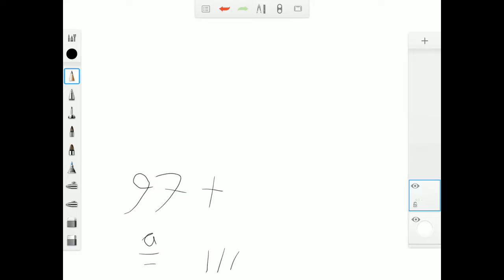B, C, D, E, which is 4. 97 plus 4 equals 101. Okay, so then I'm gonna show exactly how I do it from scratch, counting upwards here. You just need to think of the numbers. You don't really need to do a grid. That was just for practice.